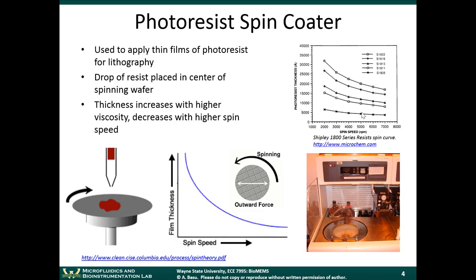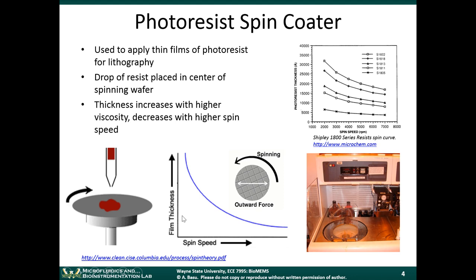This is a photoresist spin coater. It's used to apply thin films of photoresist for lithography. Like I said earlier, you place this wafer on a spinning chuck. Okay, and the thickness of the photoresist coating decreases with higher spin speed. So this is a typical spin curve. The higher the spin speed, the lower the film thickness.